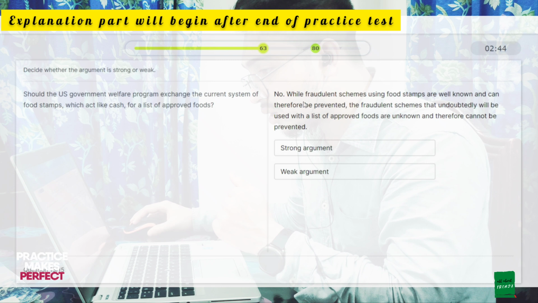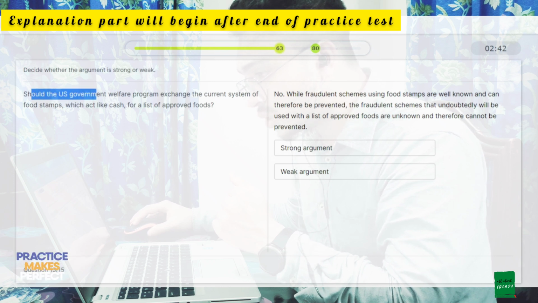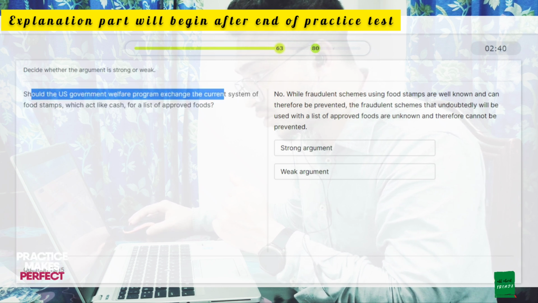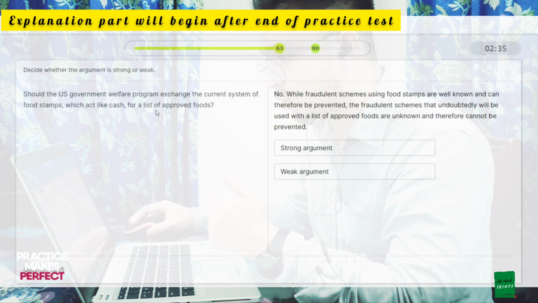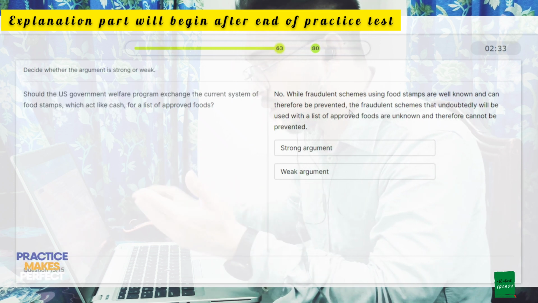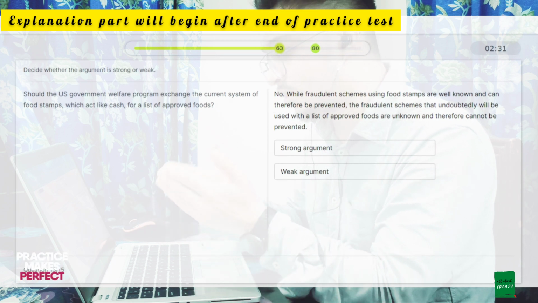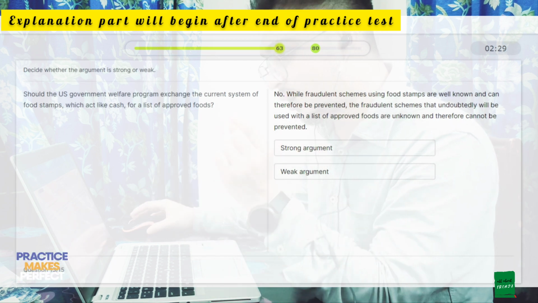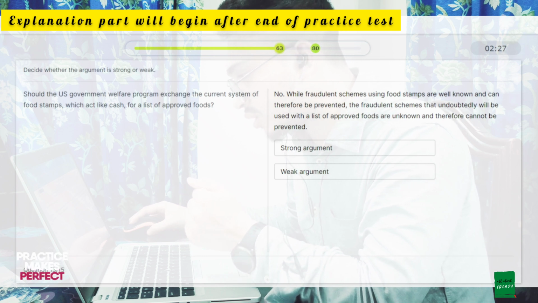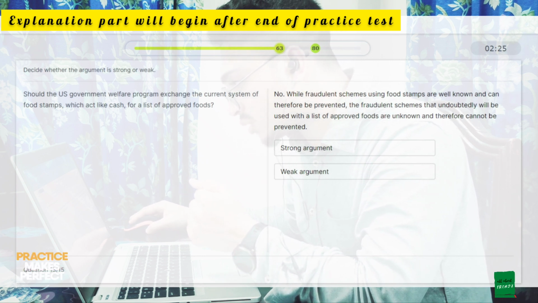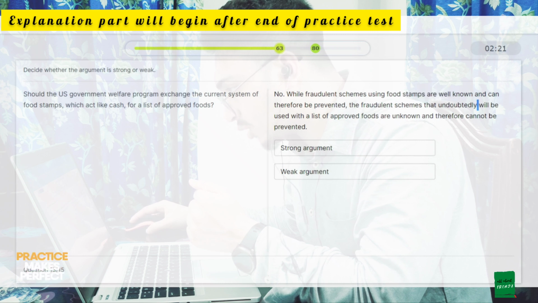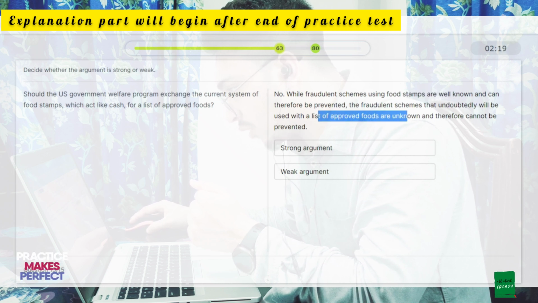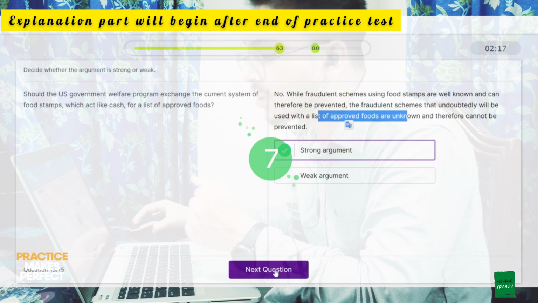Okay, let's start. Should the U.S. government welfare program replace the current system of food stamps, which act like cash? So whether the U.S. government should do some system where people don't have to pay cash, but food stamps will suffice. Schemes using food stamps are well known and can therefore be prevented, but undoubtedly used. Definitely a strong argument.